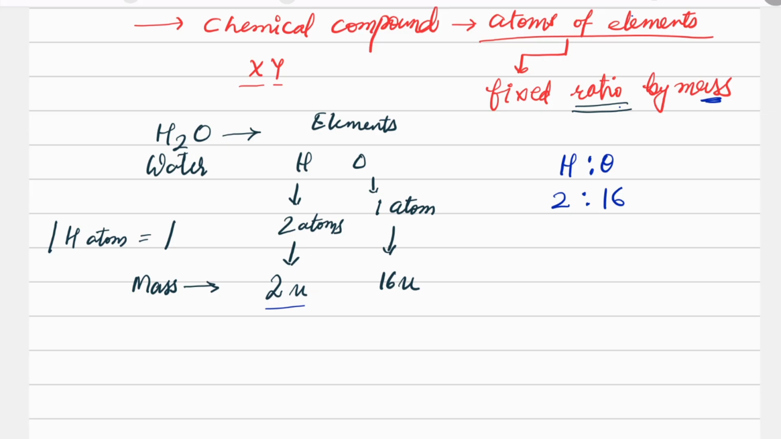Now these ratios have a common factor. They can be converted into simple ratios. How can we convert? These have the common factor 2, so it becomes 1 and it becomes 8. So hydrogen to oxygen in water is present in 1:8 by mass. Whenever we are talking about water, the hydrogen and oxygen are always present in 1:8 by mass.